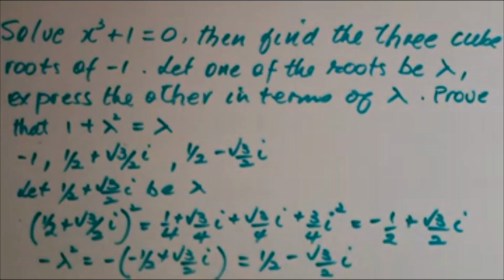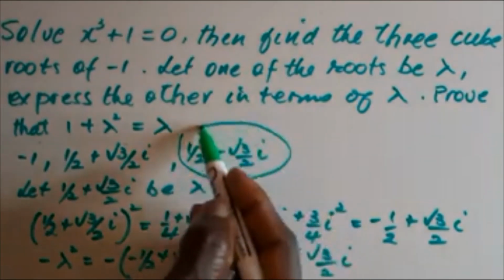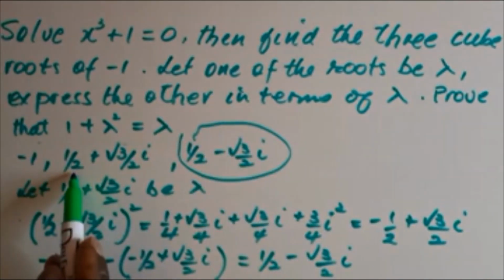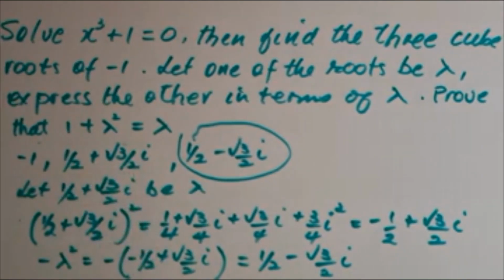So there we found the relationship between one of the roots and express that in terms of lambda. So one of the roots is actually minus lambda squared, which is this root here. So this being lambda, a half add root 3 over 2i, minus lambda squared is the other root.